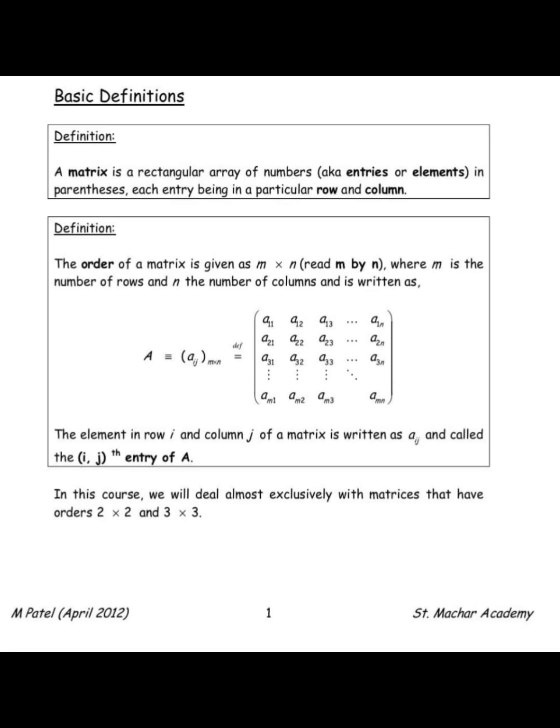For example, the entry in the ith row and jth column is written as aij. This is called the ijth entry of matrix A. In this course, you'll mostly work with 2 times 2 and 3 times 3 matrices.